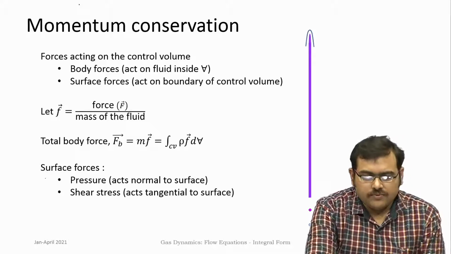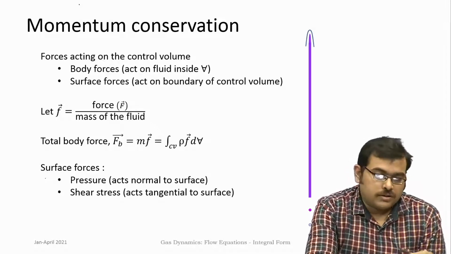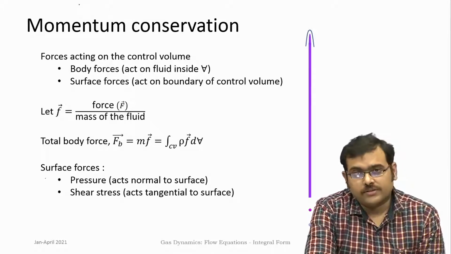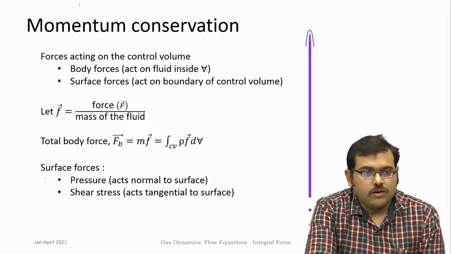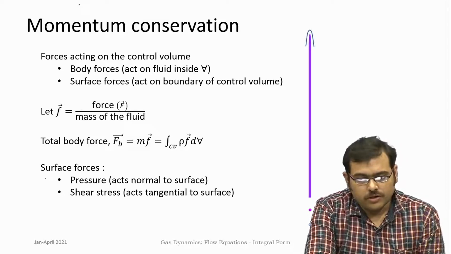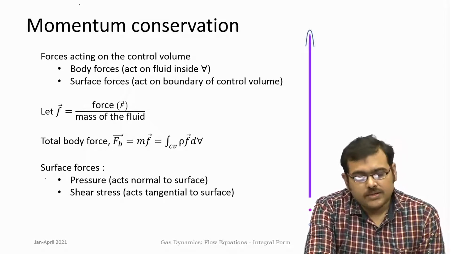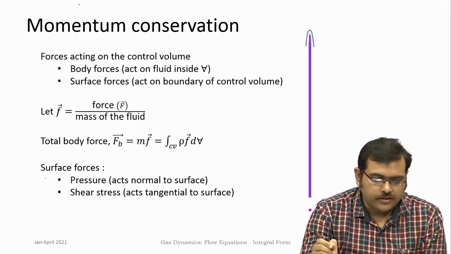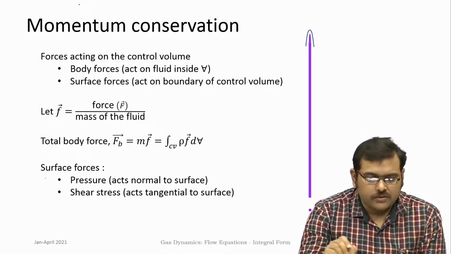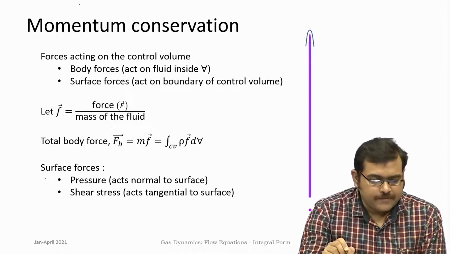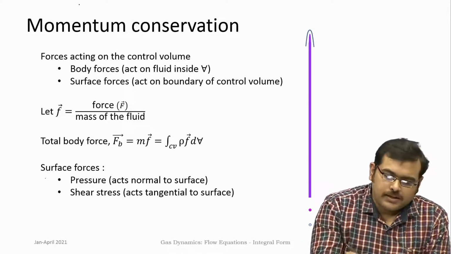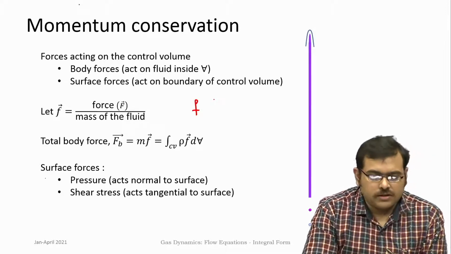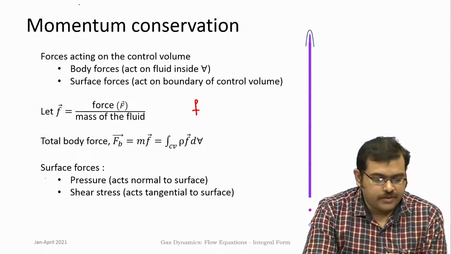What are the different forces that come onto the control volume? They are body forces, which act on all the fluid inside the control volume, and surface forces, which act only on the boundary of the control volume, or on the control surfaces. A typical F parameter is the force per unit mass of the fluid.